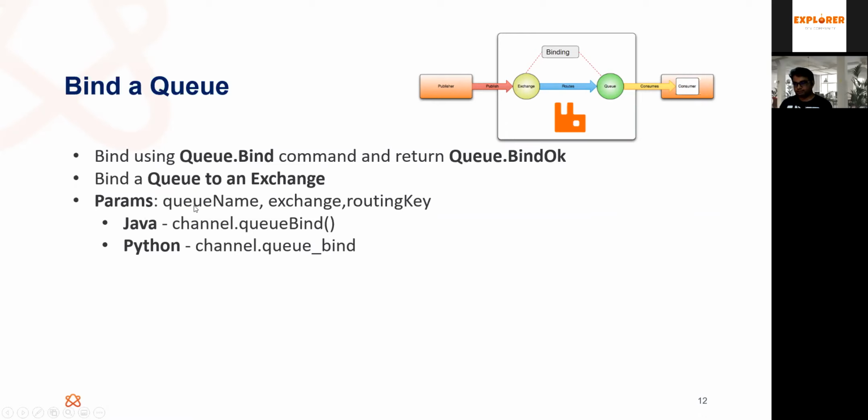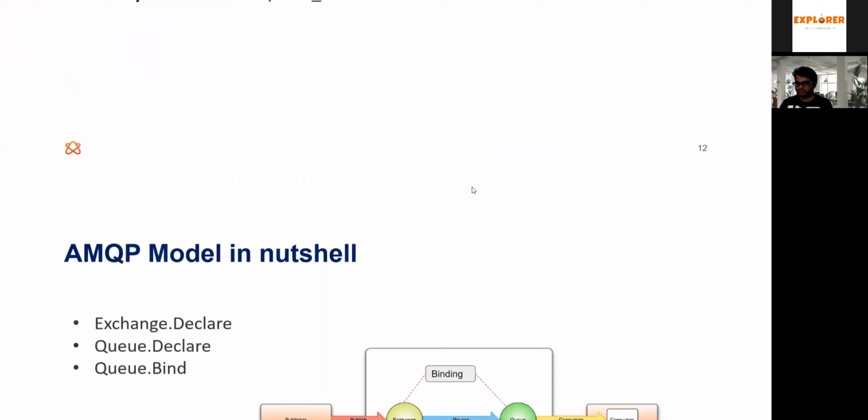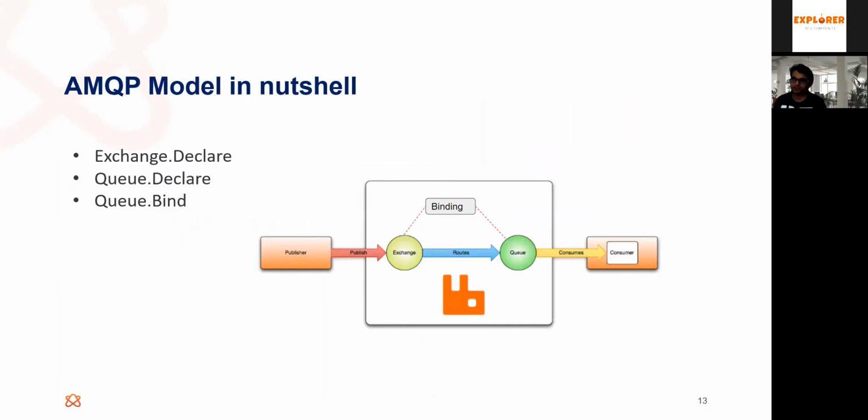Here again, to make it easy, these are the method calls that we can use in client libraries. Hope this is clear. So this is in a nutshell what the AMQP model is: we have to declare an exchange, and we have to declare a queue, and then we have to bind them together. Only then can we send the messages.